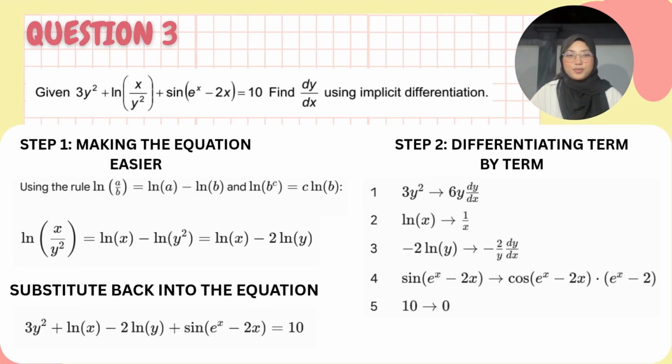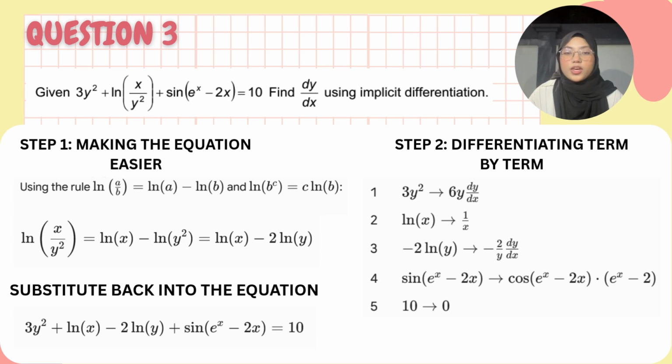Hi everyone, for my part, I'll be showing you how to solve question 3 step by step. We need to find dy/dx using implicit differentiation. Looking at the equation, our first instinct might be to jump straight into differentiation. But if we do that, this fraction inside the natural log is going to give us a really messy quotient rule. So let's make this easier for ourselves and clean up the equation first.